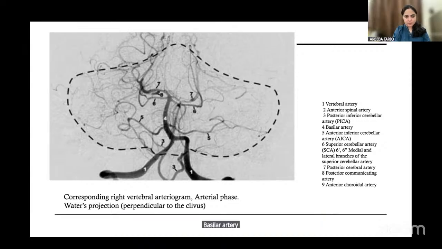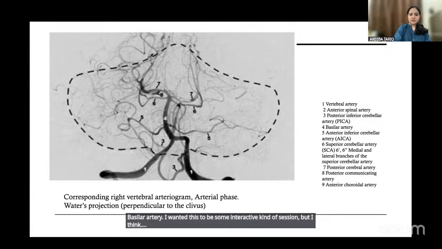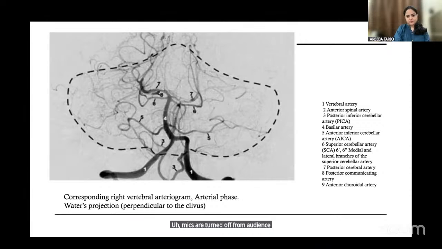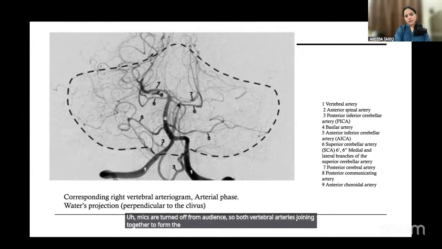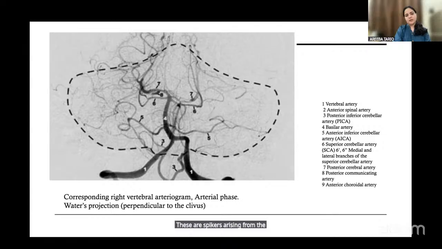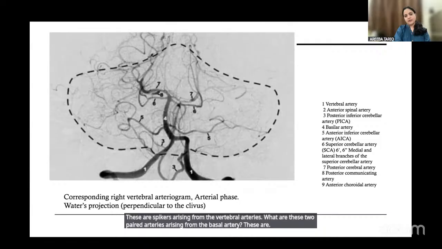I wanted this to be some interactive kind of session, but I think mics are turned off from the audience. So, both vertebral arteries joining together to form the basilar artery. What are these arteries? These are PICAs arising from the vertebral arteries. What are these two paired arteries arising from the basilar artery? These are AICAs running laterally.